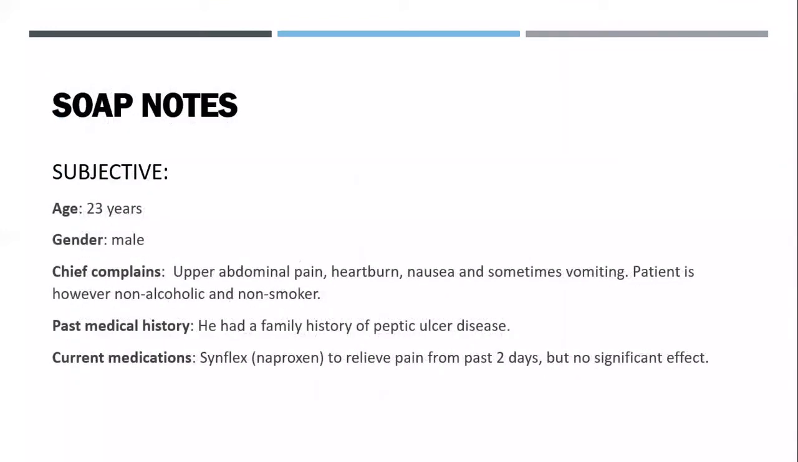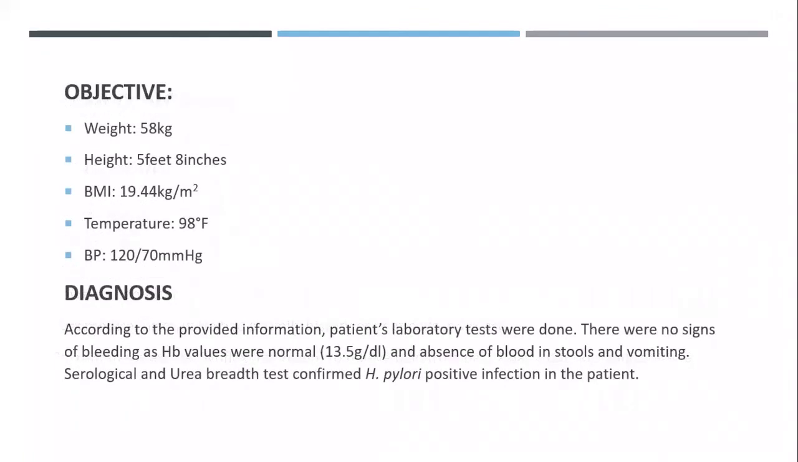SOAP note: subjective. Age of the patient is 23 years and the gender is male. Chief complaints: upper abdominal pain, heartburn, nausea, and sometimes vomiting. Patient is, however, non-alcoholic and non-smoker. Past medical history: he had a family history of peptic ulcer disease. Current medication is Simplex, naproxen, to relieve pain for the past 2 days, but no significant effect. The objective: weight is 58 kg, height is 5 feet 8 inches, BMI is 19.44 kg per meter square, temperature is 98 degrees Fahrenheit, and BP is quite normal.